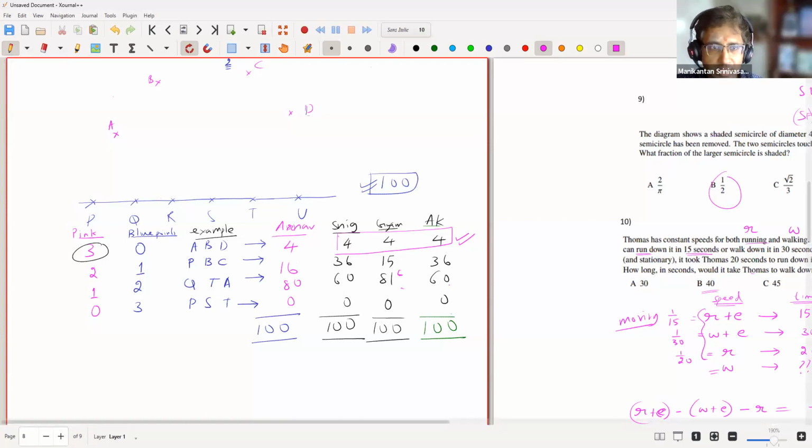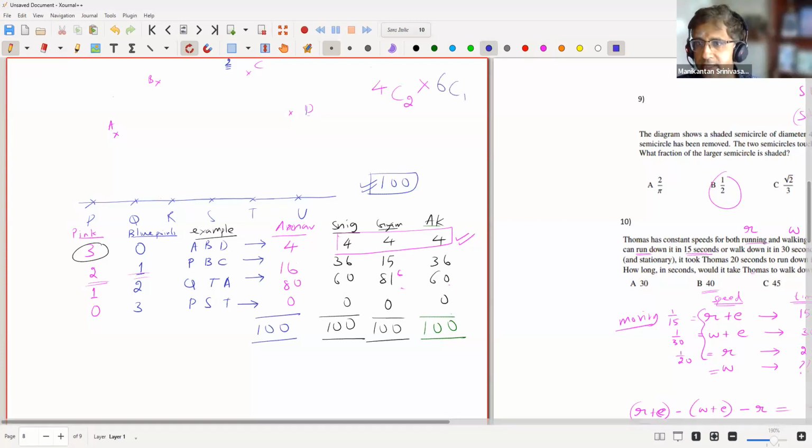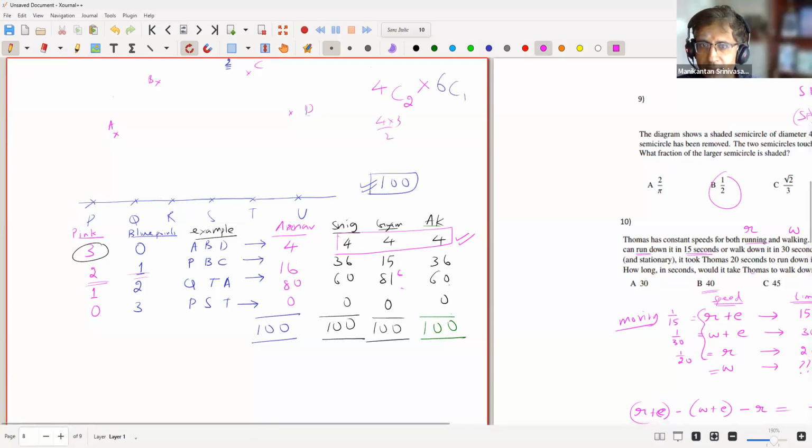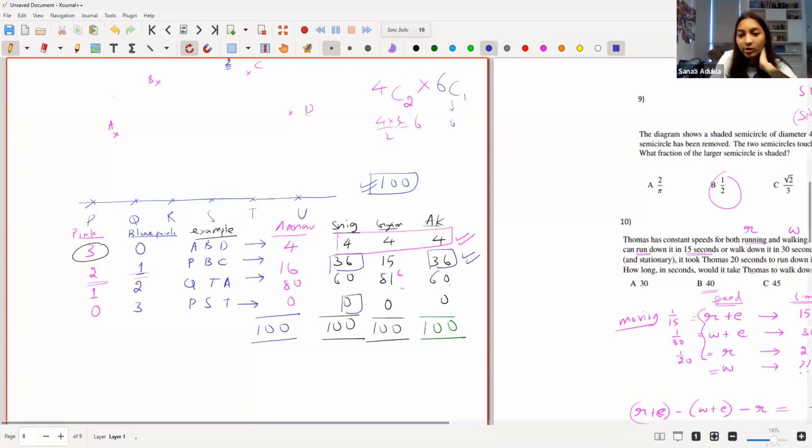So with 1 blue point and 2 pink points, I can select any 2 pink points in 4 choose 2 ways, and any 1 blue point from the 6 in 6 choose 1 ways. 4 choose 2 is 4 into 3 by 2 into 1, which is 6, and 6 choose 1 is just 6. So it's indeed 36, 6 into 6. And you don't even have to calculate the last one. You can just subtract it from 100.